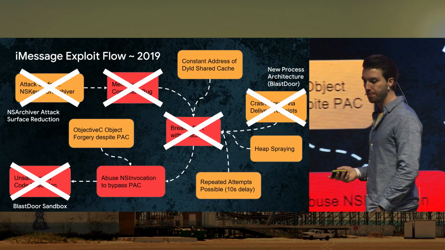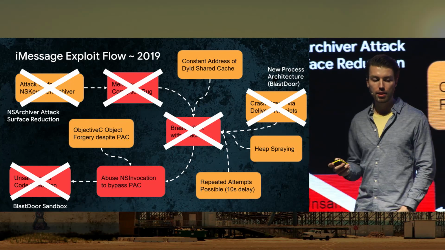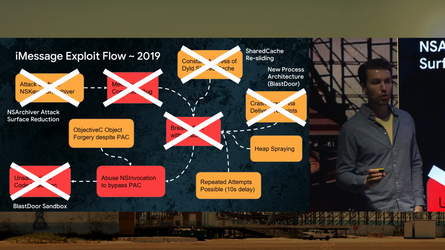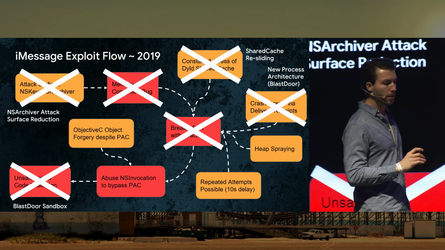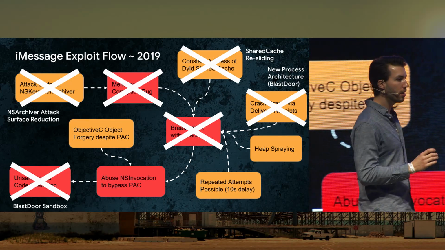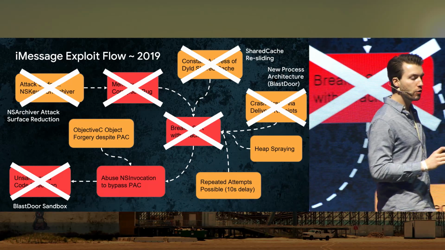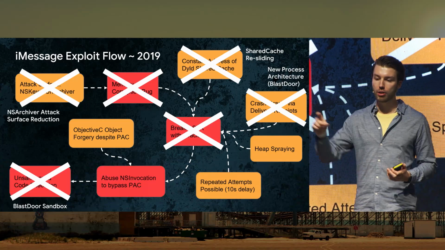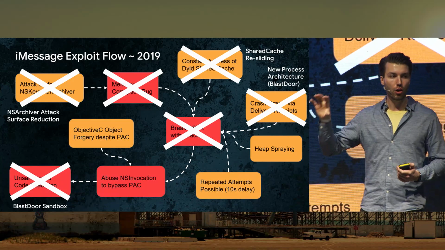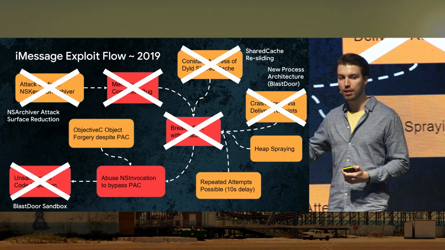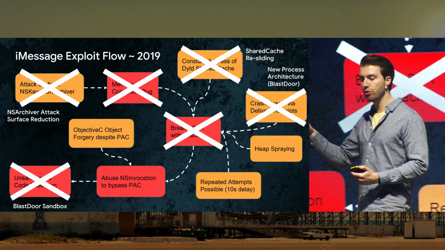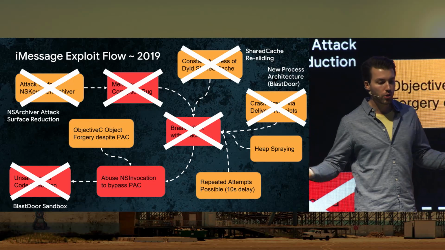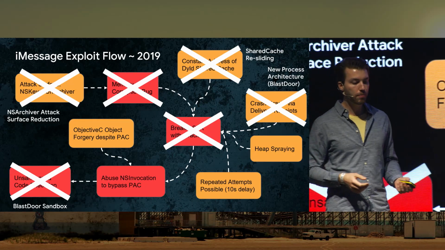But that's not all. The next thing they did is the constant address of the shared cache, that's gone. They implemented some shared cache resliding. It's actually quite interesting. It seems to specifically look for this attack where you probe memory around the shared cache to figure out where it is. And when they detect you doing that, they just re-randomize the shared cache. So this technique is also broken.